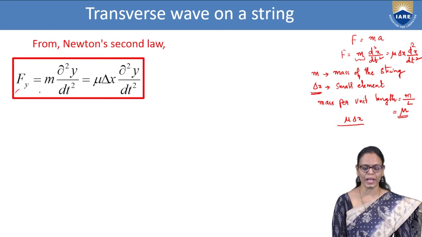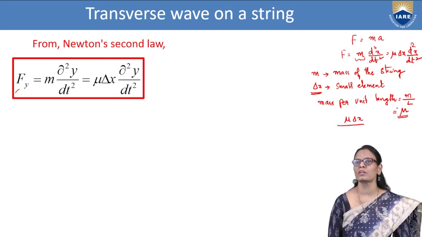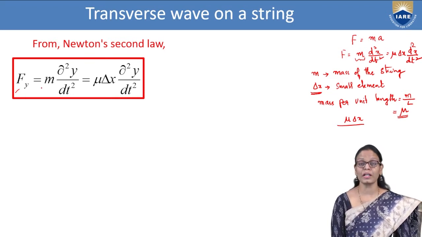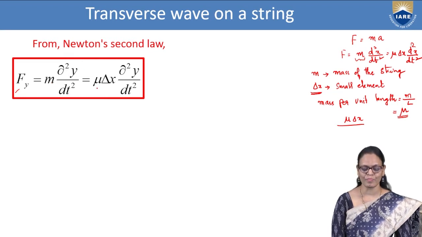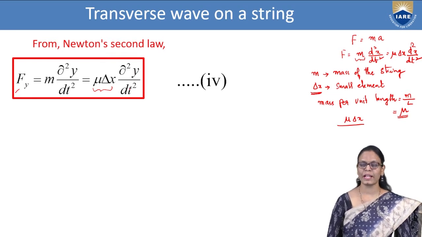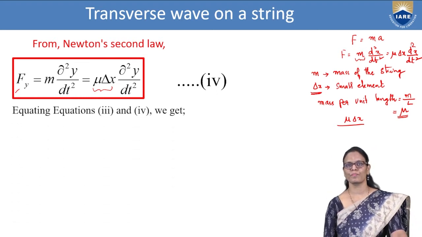So here we write it directly: Fy is equal to m d²y/dt². We are not writing in terms of x because we are taking the y component. I have given a generalized formula, and what we are applying now is for y because the tension is along the y-axis. So this is m d²y/dt², and m is nothing but mu Δx, giving mu Δx ∂²y/∂t². Let this be equation number 4.